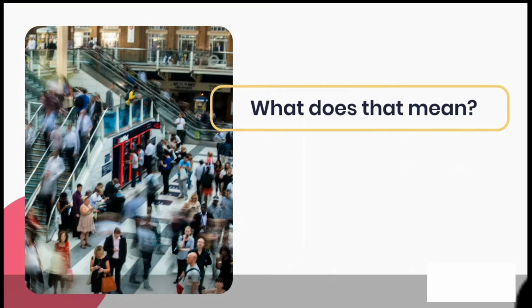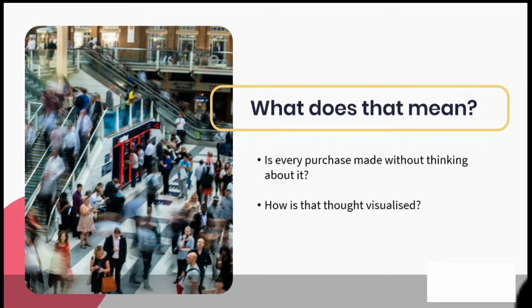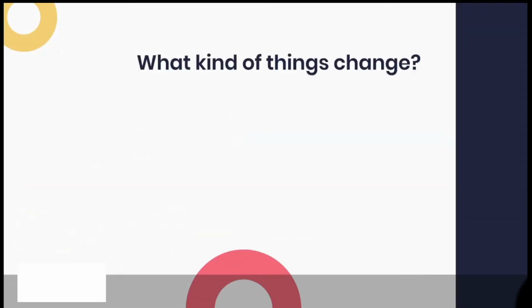If you think about it, is every purchase made without thinking about it beforehand? The answer is a resounding no. While many of us may be impulsive and can make small purchases easily, this is not the case the majority of the time, or at least it shouldn't be. So when someone is thinking about making a purchase, what does that thinking look like? And how does behavior change as a result? What kinds of things change?